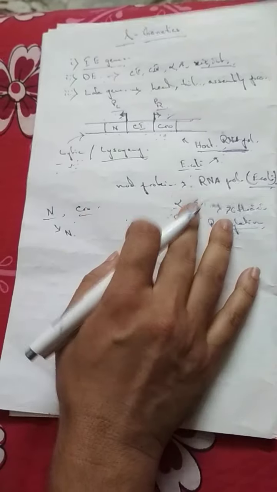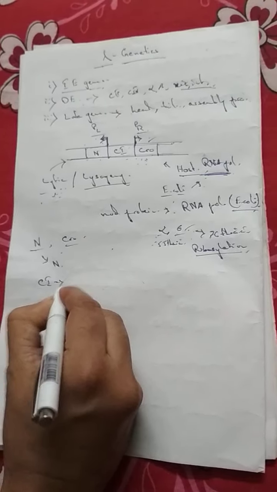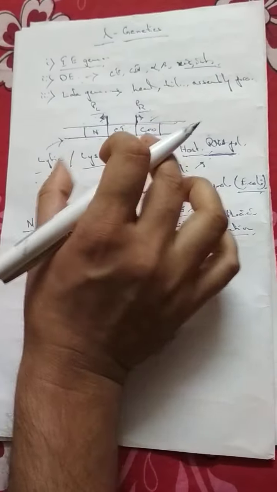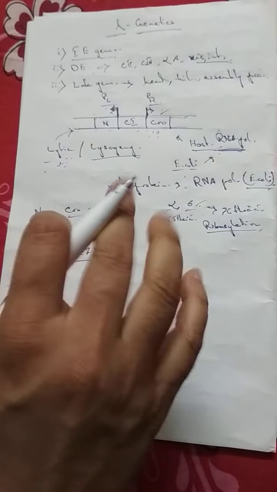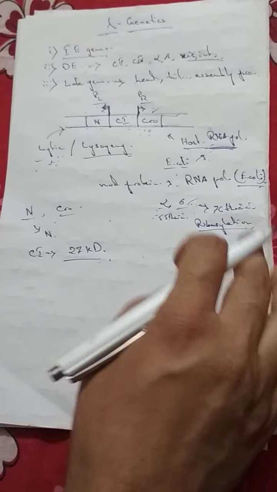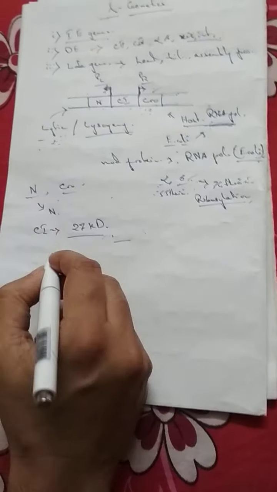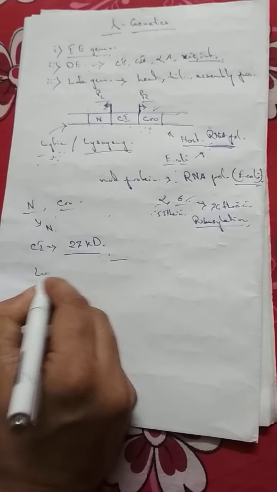But in case of lysogeny, after the phage enters the host cell, early gene expression is blocked by the C1 gene. The C1 protein is basically a 27 kilodalton protein that blocks the early gene expression. So lambda is in integrated form in the host genome, that is in E. coli, but it can't go into the lytic phase, so we call it lysogeny. We will know about the mechanisms of lysogeny first.